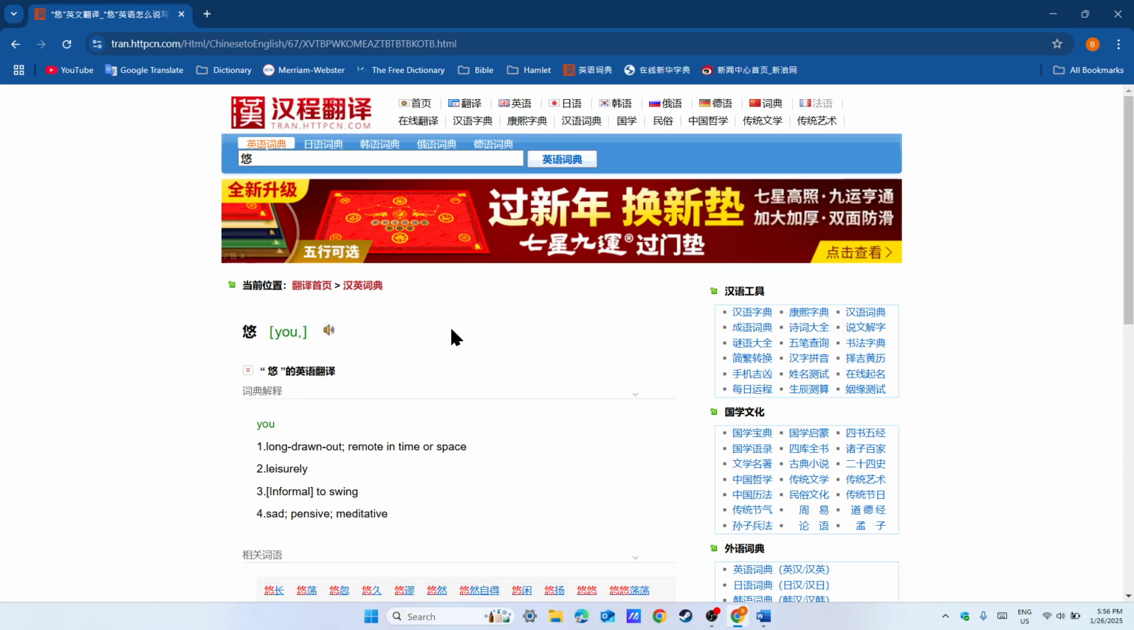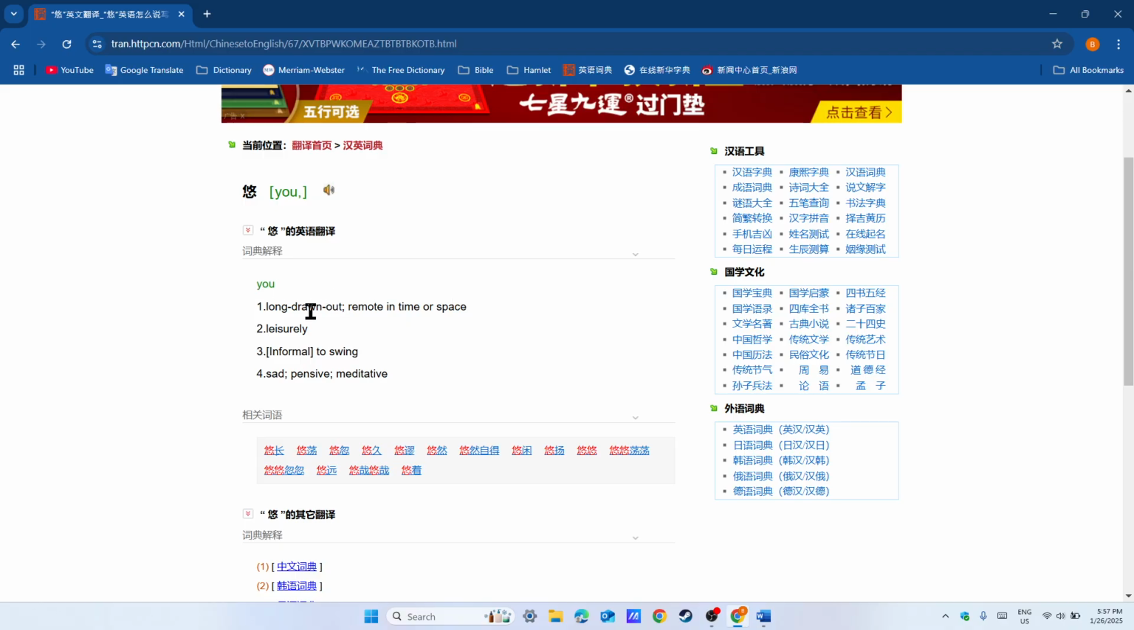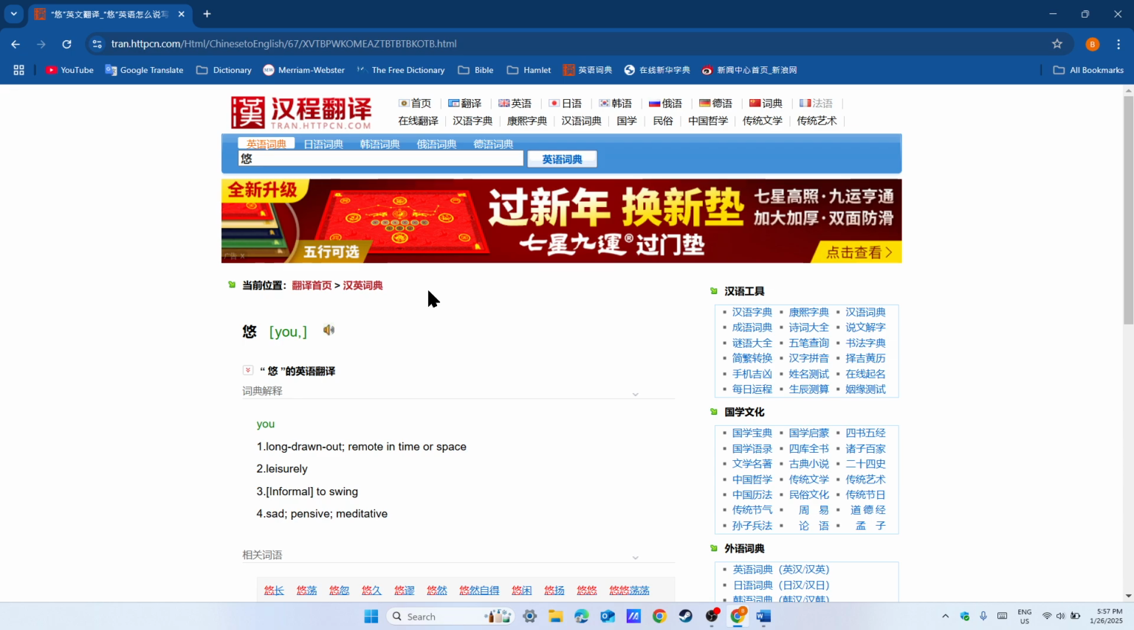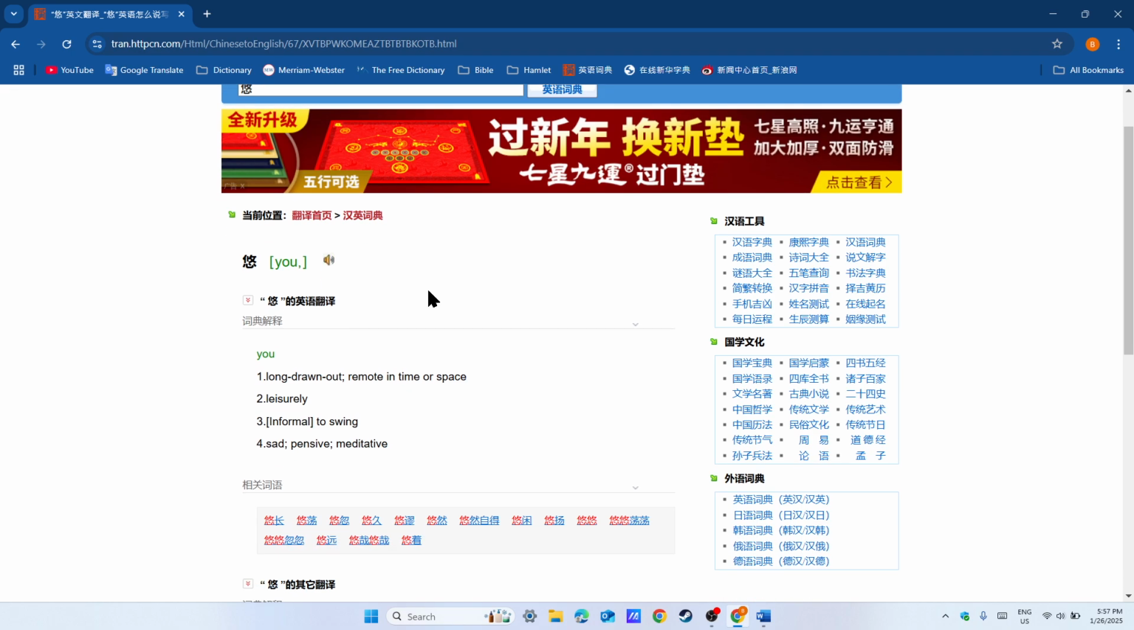Okay, 悠, it has this in the dictionary. This dictionary gives four definitions of this word 悠. The first is long drawn out, remote in time or space. What does long drawn out mean? This expression is not correct. It's remote in time or space. This is the meaning.